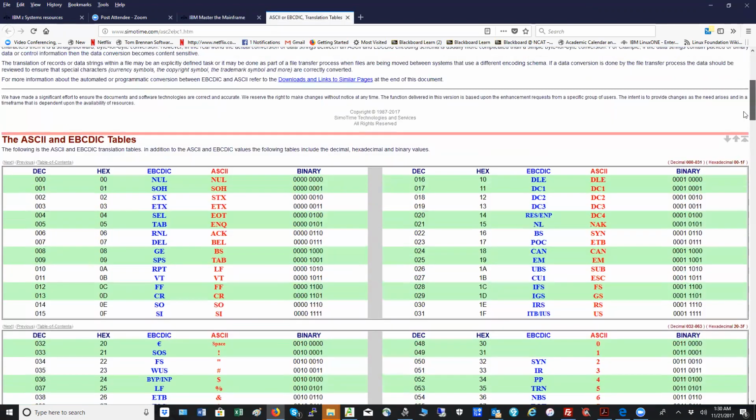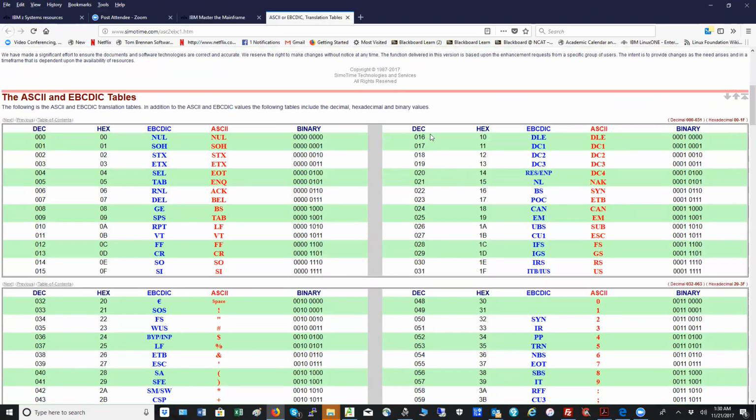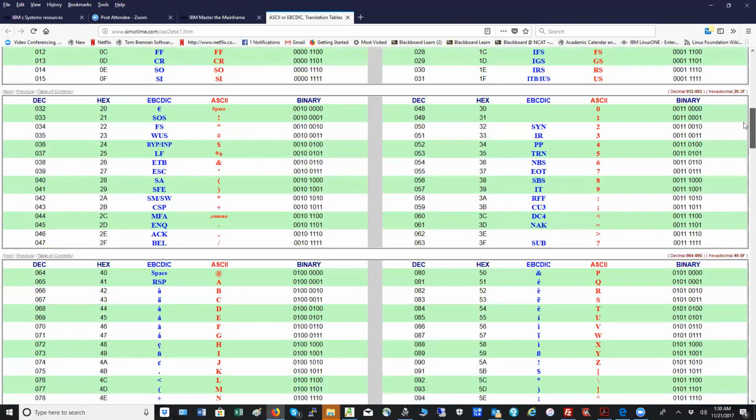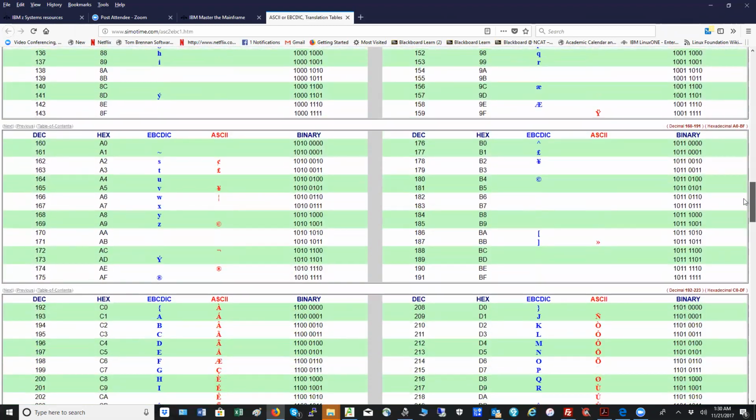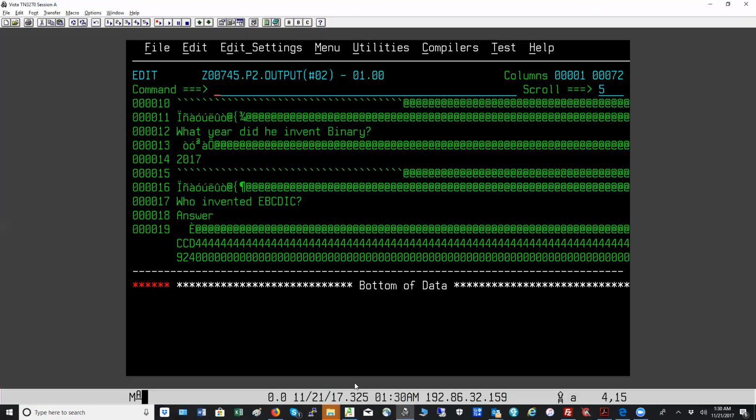Here is the decimal representation, and there's the hex representation, and you will see the letters that you need to find. And that's it. We're moving right along.